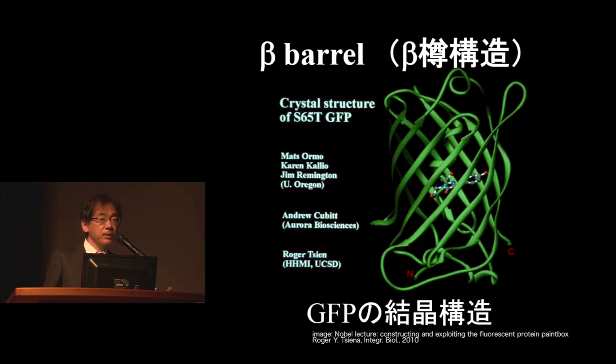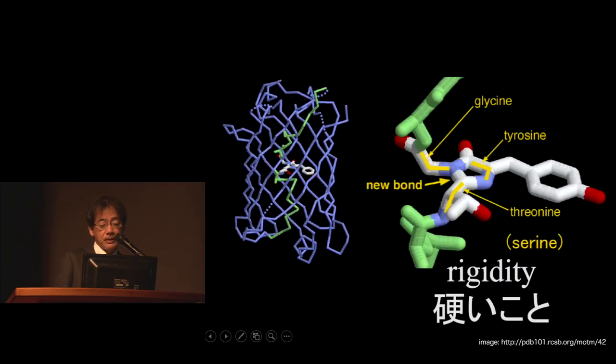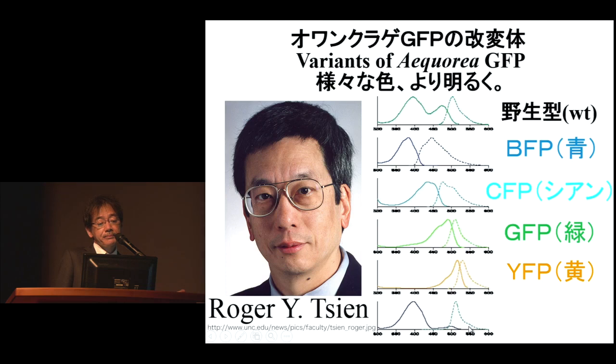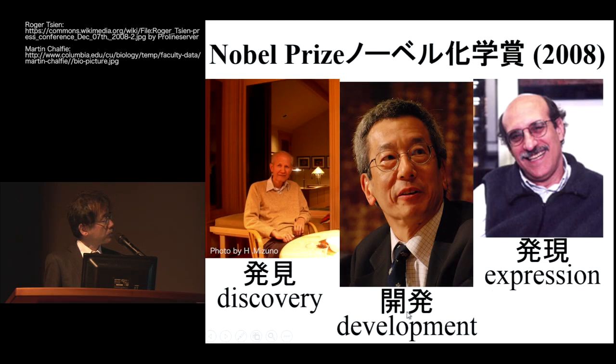This is the crystal structure of E. coli GFP, the beta barrel, and the chromophore is buried inside the beta barrel. With tight packing, the chromophore can take a rigid planar structure. That explains why GFP is highly fluorescent. Also, mutagenesis studies have produced several GFP mutants of different colors, compared to wild type: blue, cyan, green, and yellow. And this was done by Dr. Roger Tsien at UC San Diego. And as you know, these 3 people won the Nobel Prize in Chemistry in 2008.